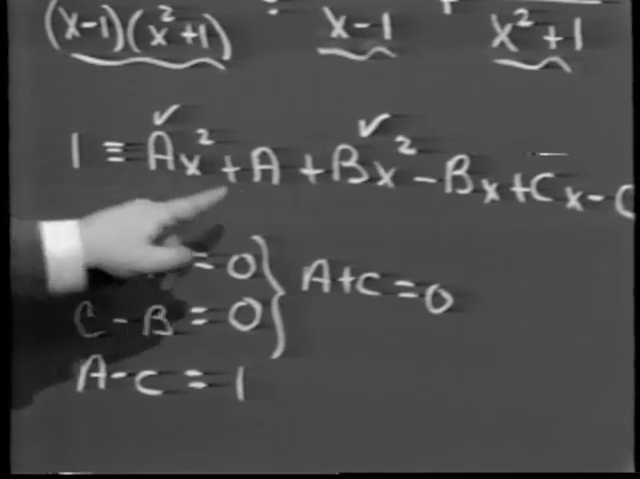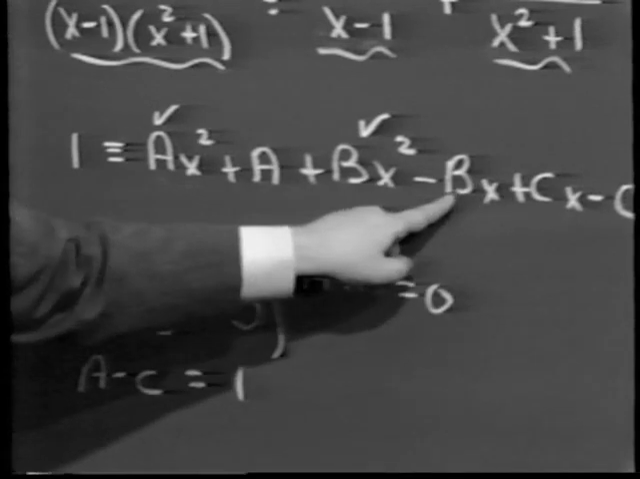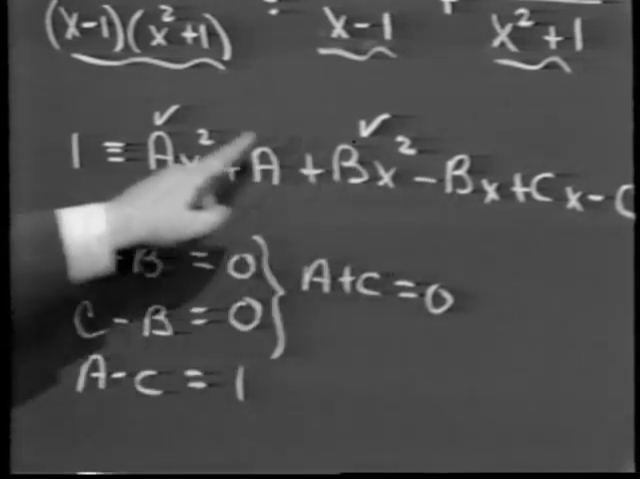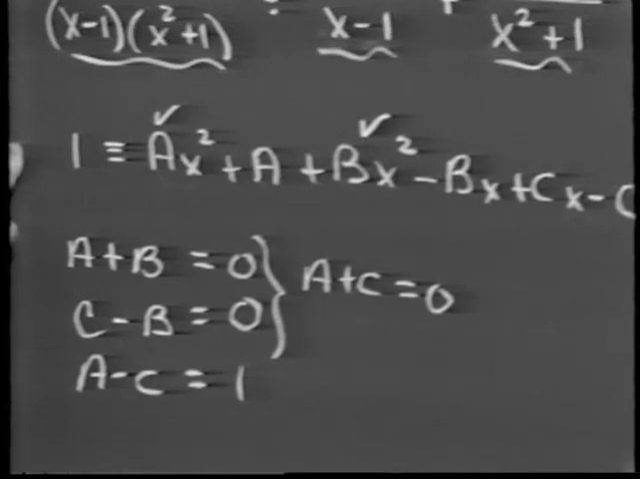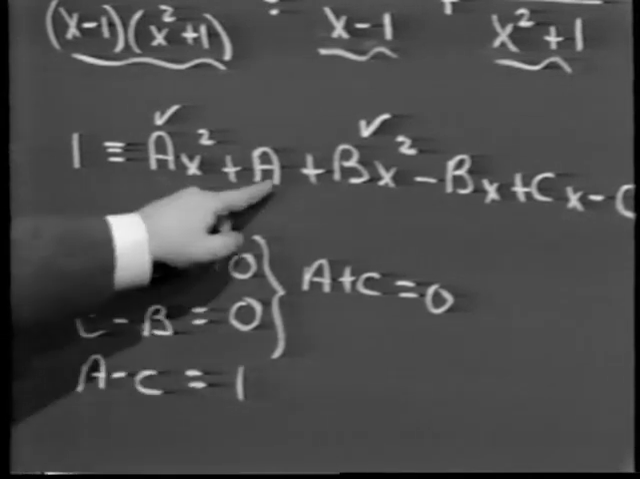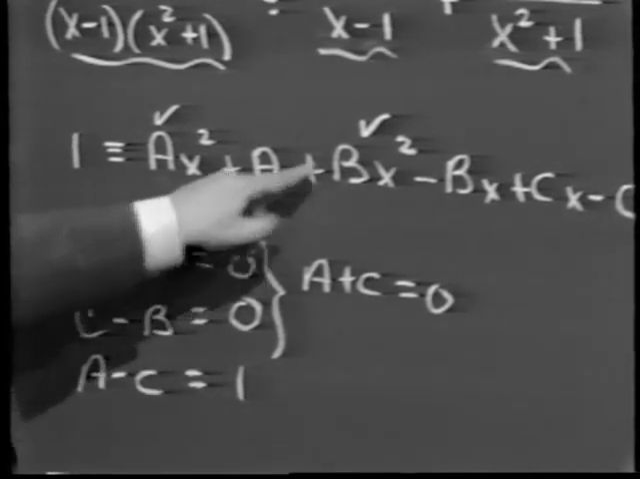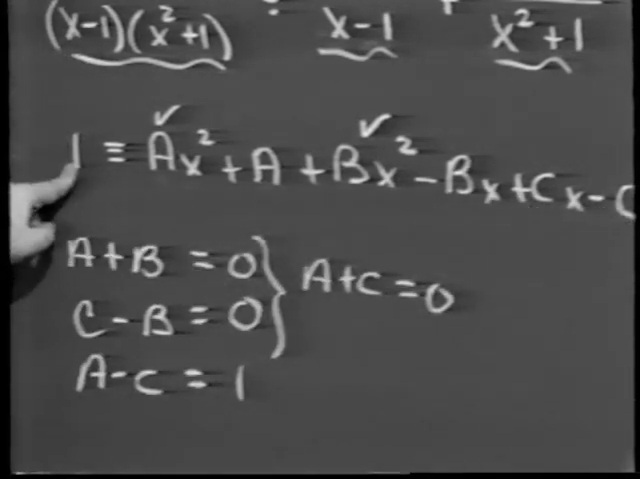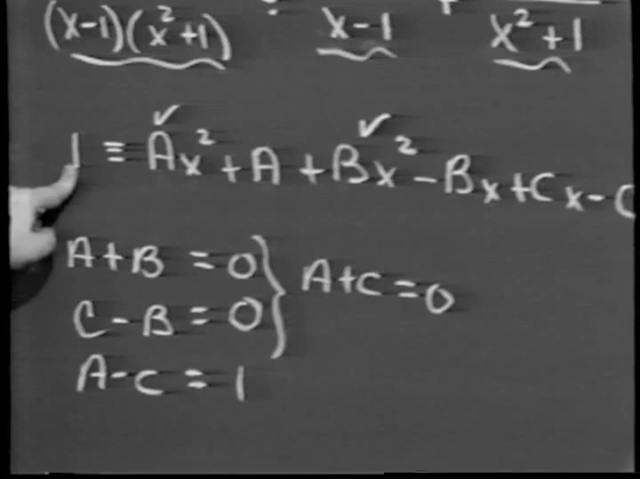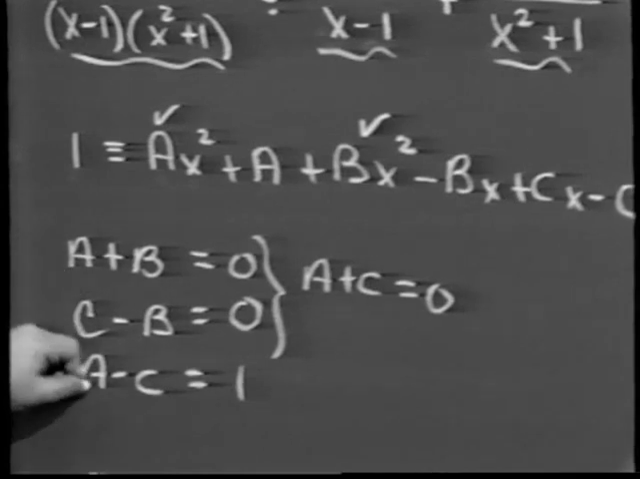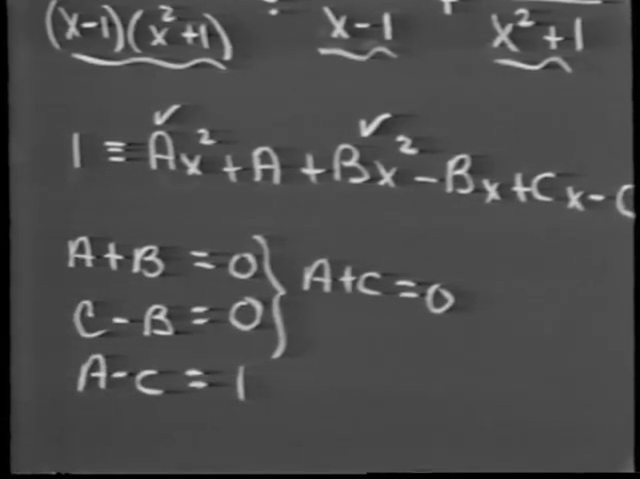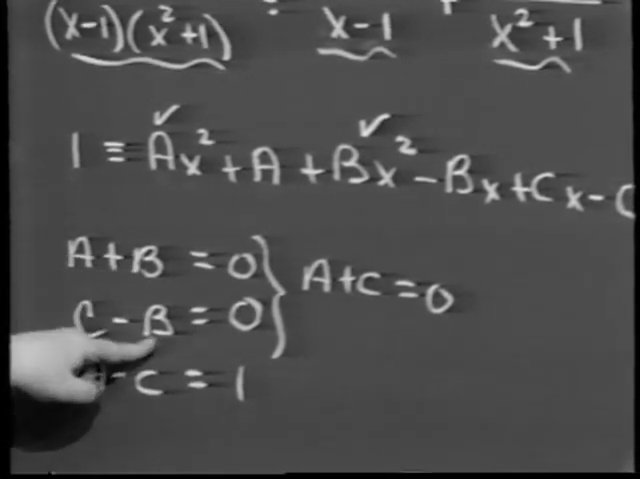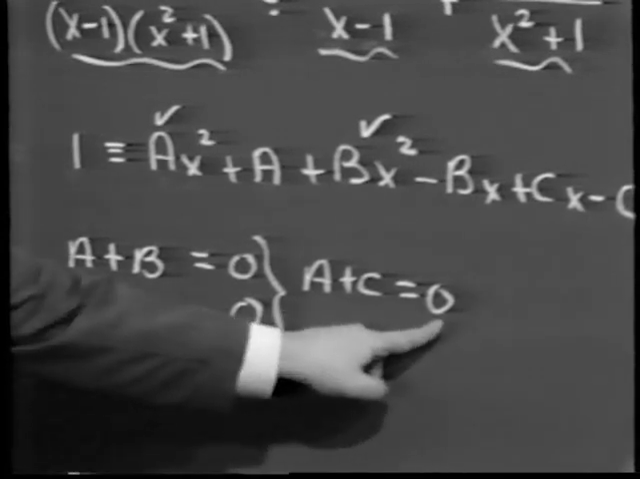In a similar way, the coefficient of x is c minus b on the right-hand side. The coefficient of x on the left-hand side is 0. Consequently, c minus b must be 0. And finally, the constant term on the right-hand side is given by a minus c. On the left-hand side, the constant term is 1. Consequently, a minus c must equal 1. What do I wind up with? Three equations with 3 unknowns. Well, there are a number of ways of handling these things. The easiest one I see offhand is I notice if I add the first 2 equations, I wind up with a plus c is 0.